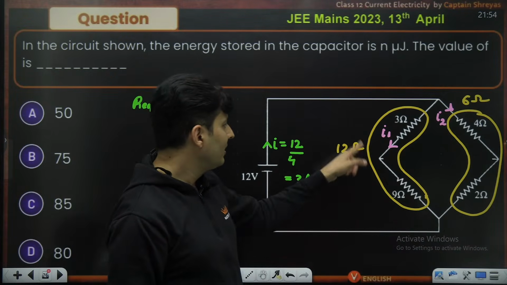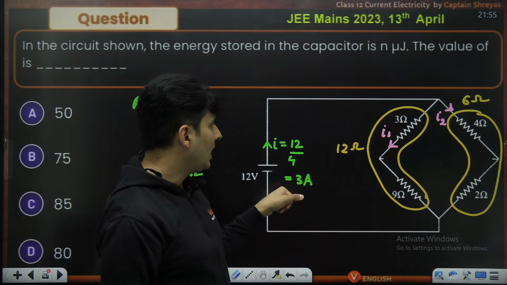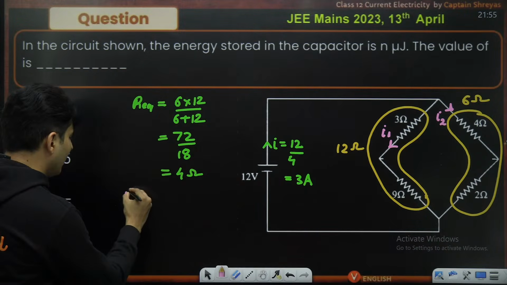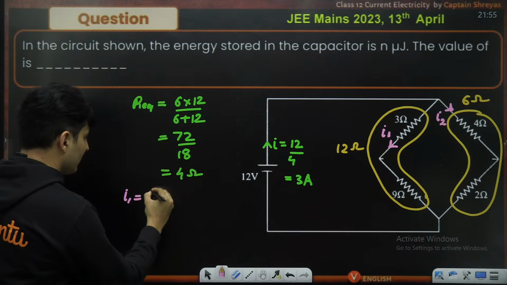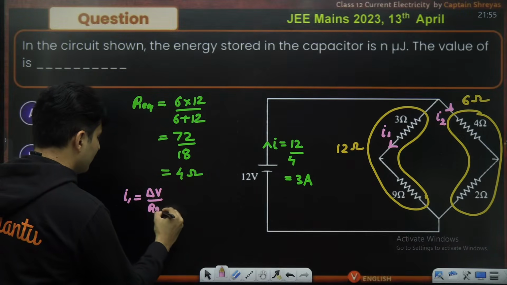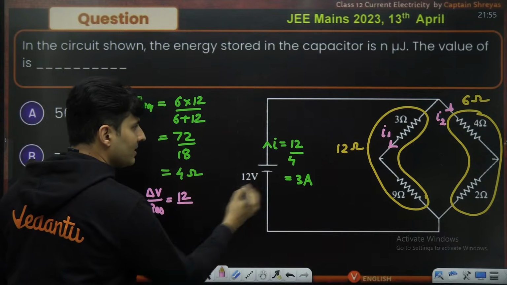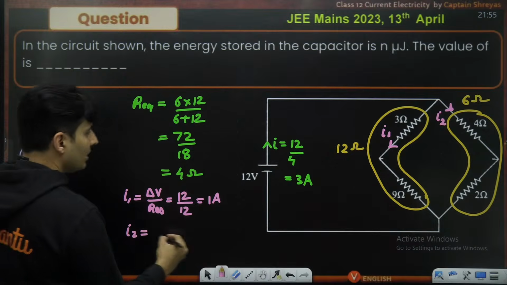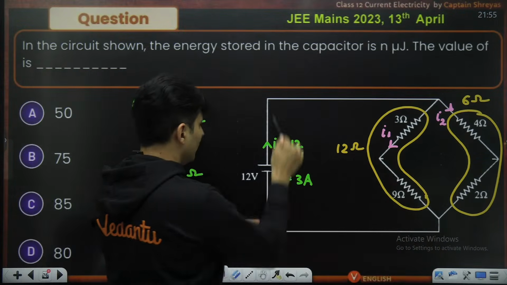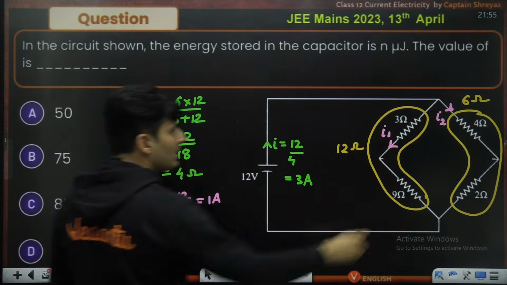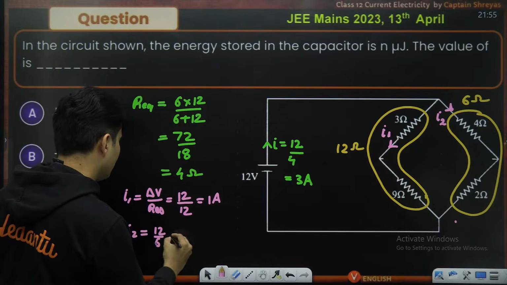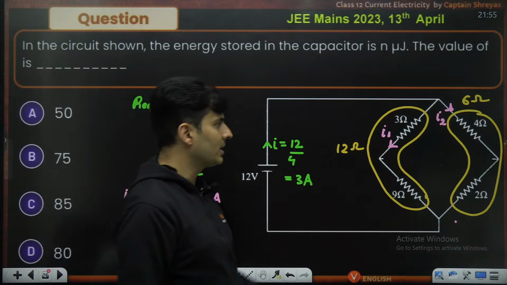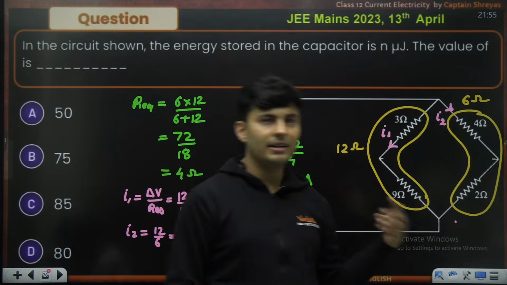Not that difficult. This resistance is 12 ohms and voltage is 12 volts. How much will this current be? Current will be voltage by resistance. Voltage difference by resistance. Voltage difference is 12, resistance is 12. Oh, it will be 1 ampere. Same thing, current is voltage difference by resistance. Voltage difference is 12, resistance is 6, which is 2 amperes. And that kind of makes sense. 1 ampere and 2 amperes make up 3 amperes. So this current is 1 ampere. This current is 2 amperes.